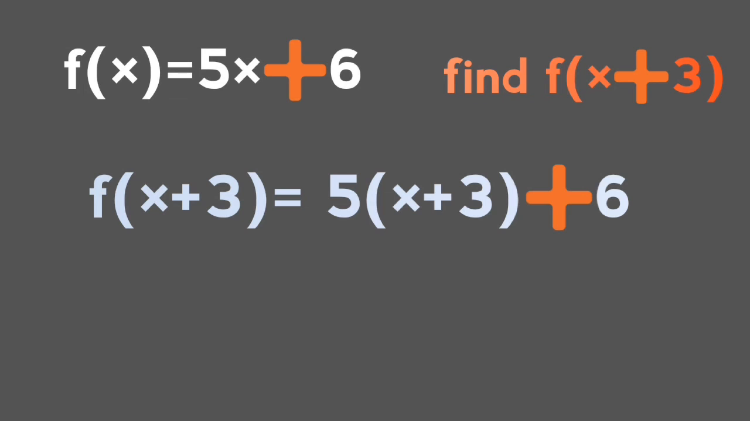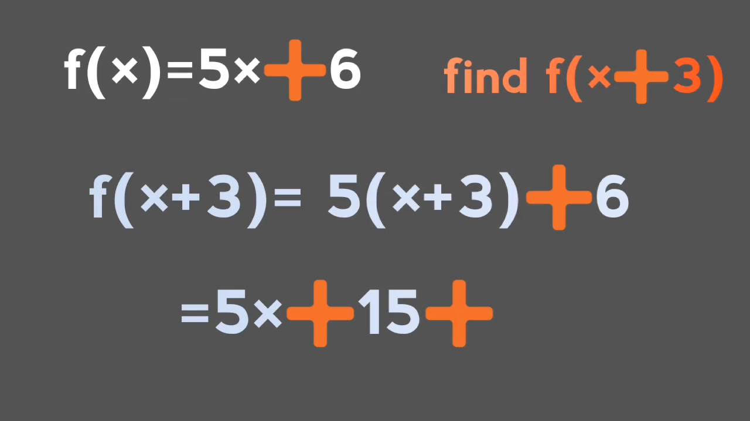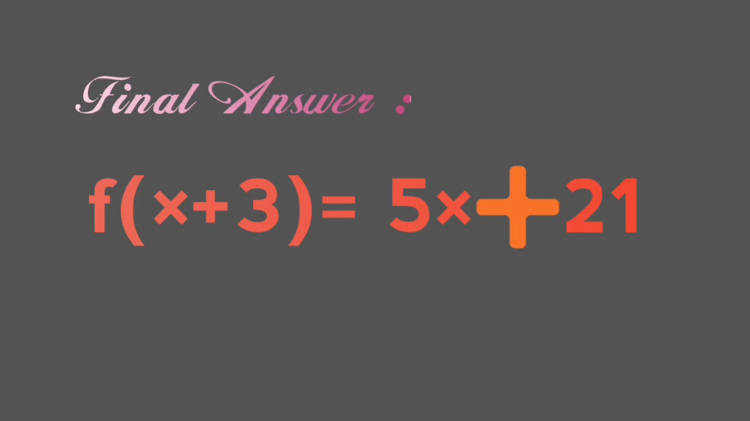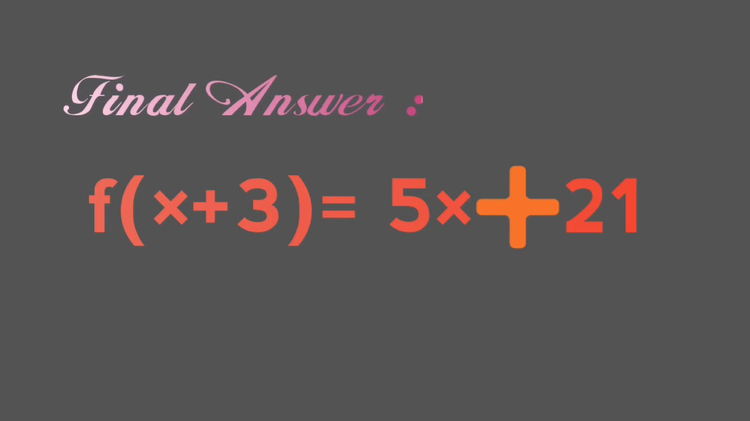So first multiply the 5 to the x, which equals 5x, and then 5 times 3 is equal to 15, and just copy the positive 6. So when you simplify it, you will get the final answer, it's so slow, guys, I'm so sorry. So your final answer will be f of x plus 3 equals 5x plus 21. That's it. So very good, guys, good job. That's all.